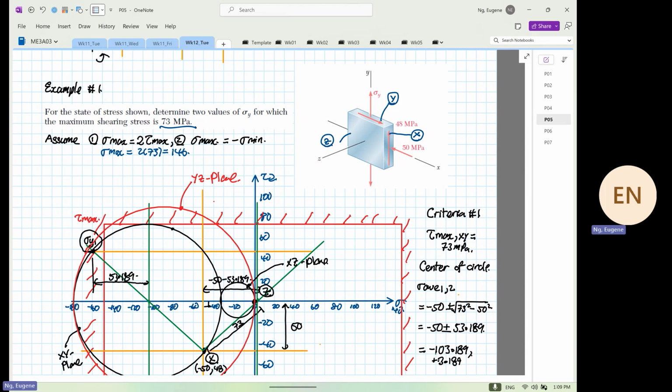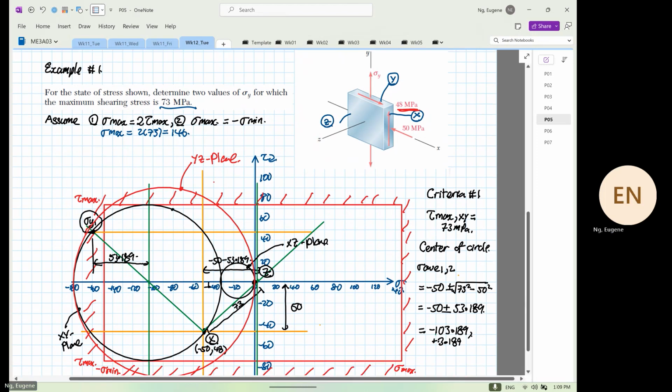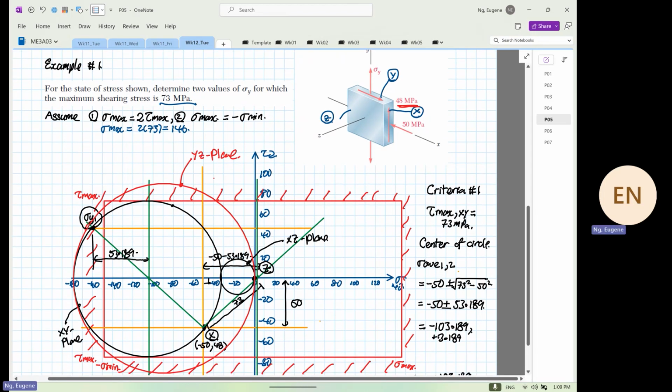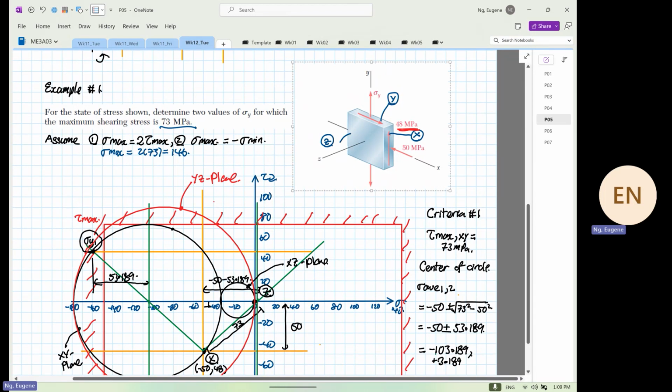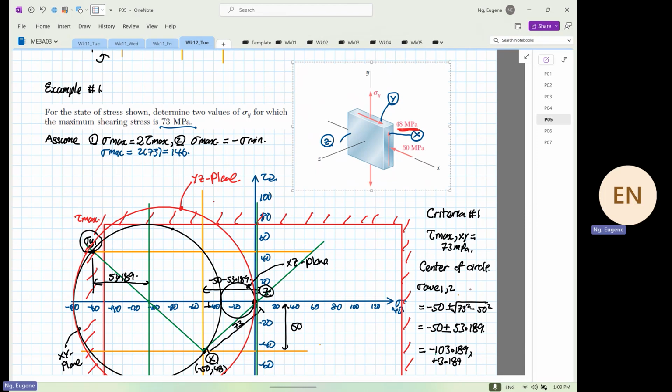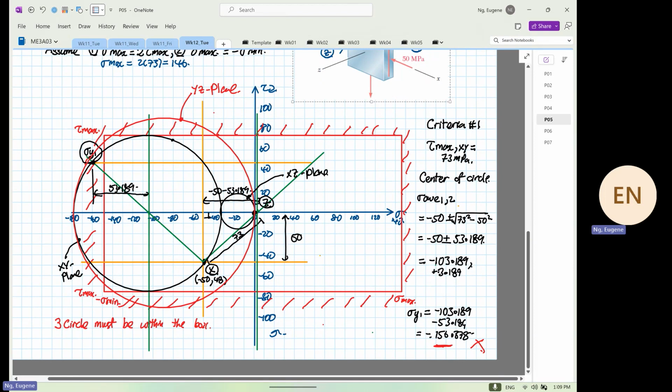That's 48 horizontal. The shear is correct. The shear is at where? 48. It's 48. And then we have 50. Let me check my formula, okay? It's embarrassing, but it's okay. So 73. So minus 50. Ah, I found my mistake.